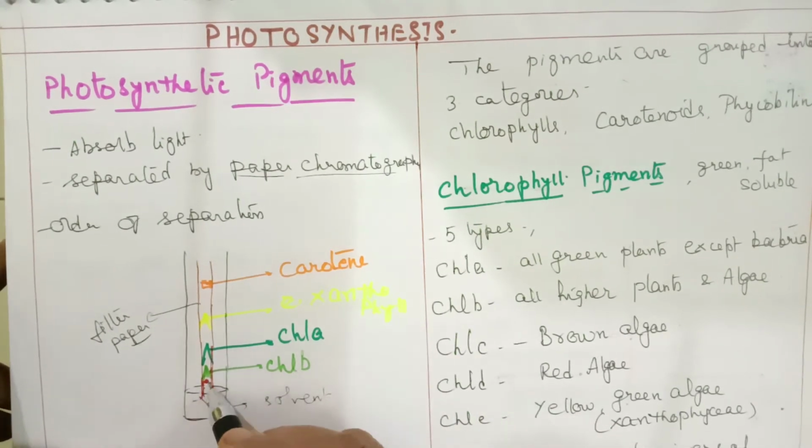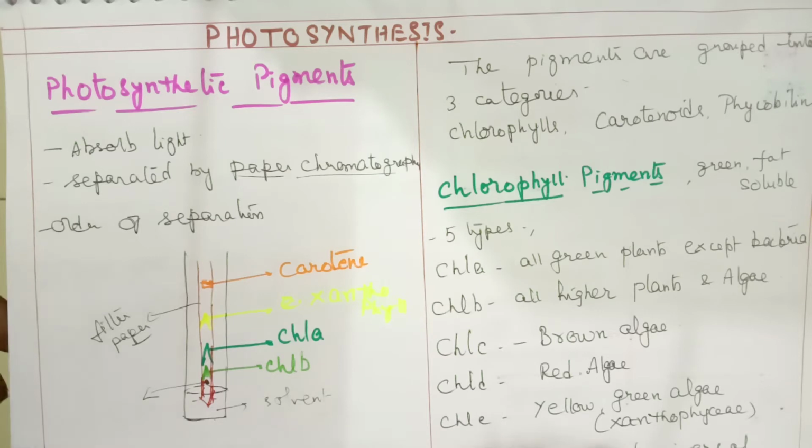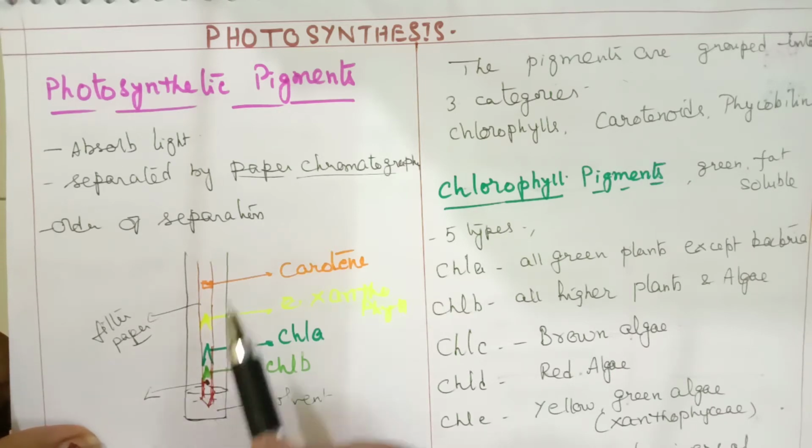And this dot here, the red dot, indicates the point where the leaf extract is loaded. Leaf extract is prepared by grinding the leaf in a solvent, organic solvent, because the pigments are soluble in organic solvents. They are not soluble in water. So a leaf extract is made by taking organic solvent, and the small drop of leaf extract is loaded at this point, and the filter paper is kept in this organic solvent.